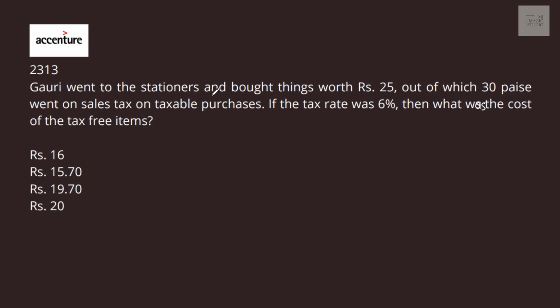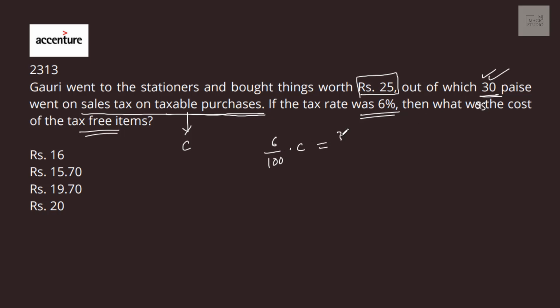Gauri went to the stationer's and bought things worth rupees 25, out of which 30 paise went on sales tax on taxable purchases. If the tax rate is 6%, what was the cost of the tax-free item? Let the cost of the taxable item be C. Therefore, the tax on that is 6% of C, which equals 30 paise. 30 paise, or how many in rupees? 30 by 100. If we solve, we get C equals rupees 5.